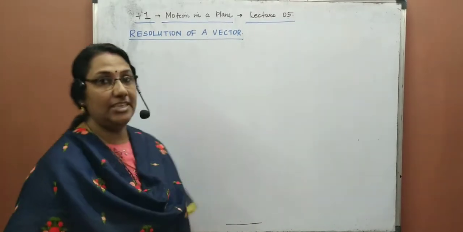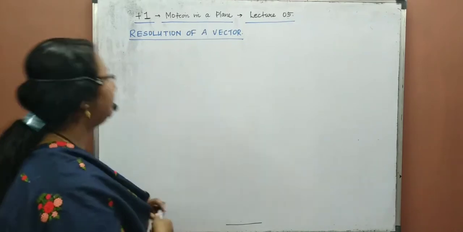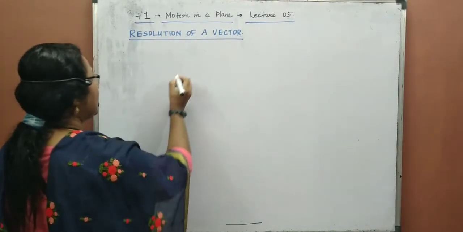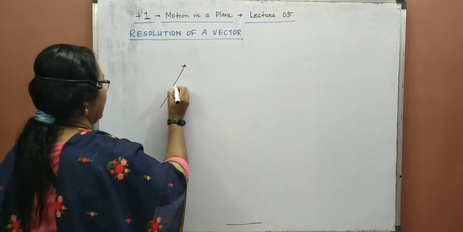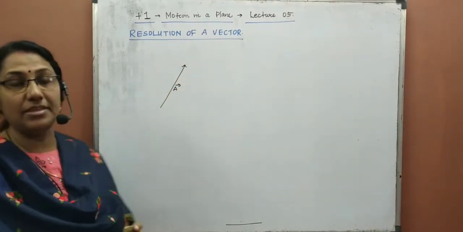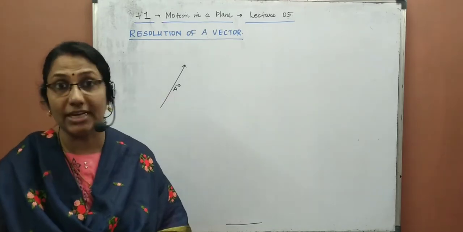So, we were discussing the resolution of a vector. How to resolve a vector. That is, suppose a vector A is given. This vector may be resolved into two rectangular components, two perpendicular components.